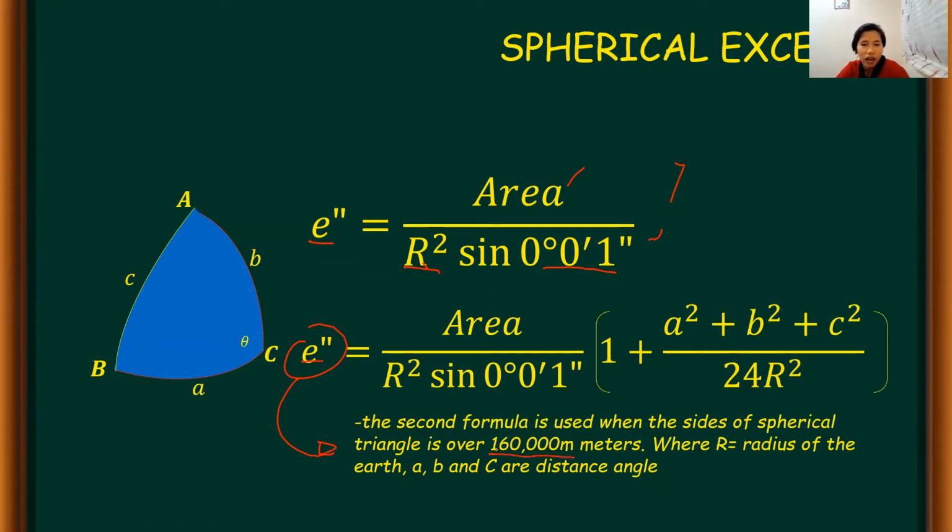na yung ating distance. For example, if A is equal to 170,000 meters, then we can no longer use the formula of this one. So since medyo mataas na ang kanyang value, you should take note of this formula if one of the sides of the spherical triangle is greater than 160,000 meters. Okay? So the same, yung R is yung ating radius mismo ng sphere.